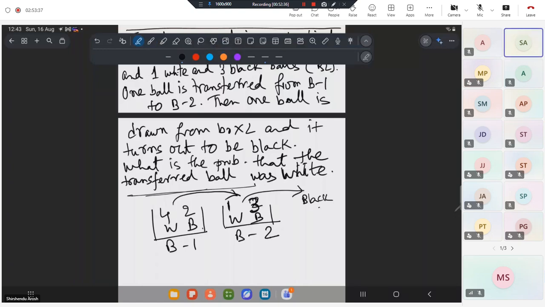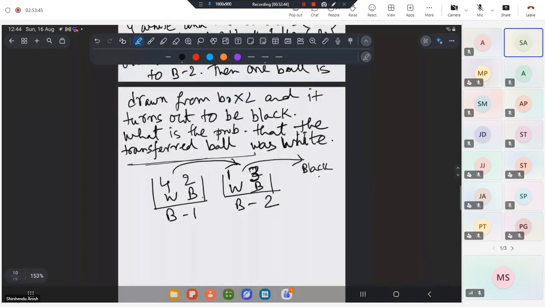Again, we have the same concept. We have to define the cause and effect. The effects are quite clear here: the effect is that a ball drawn from the second box is black.